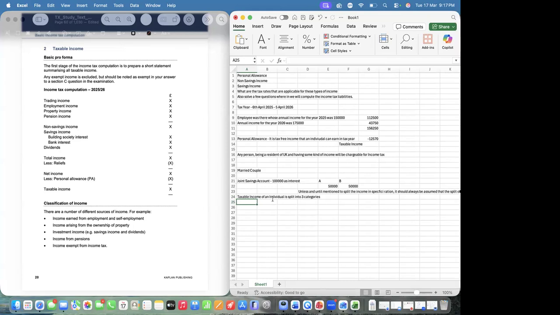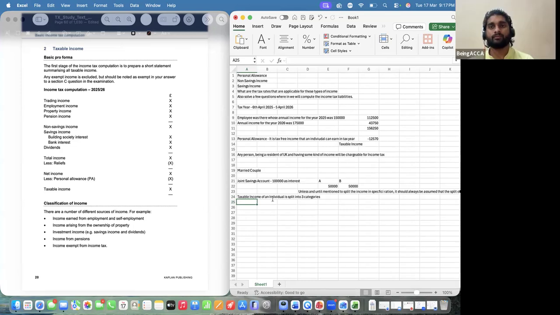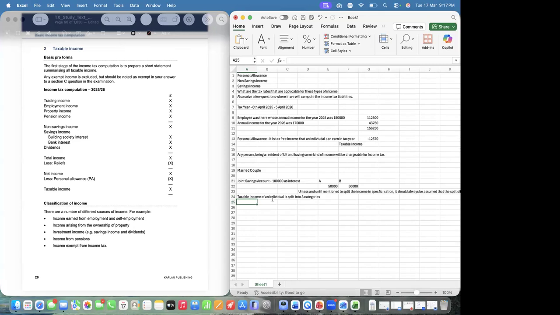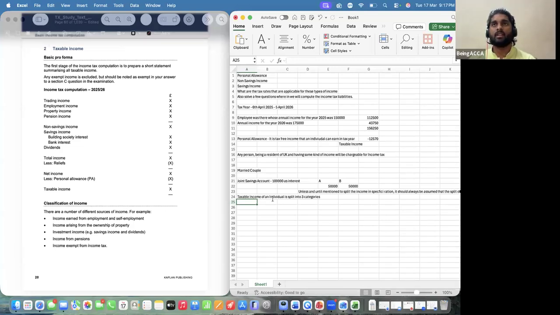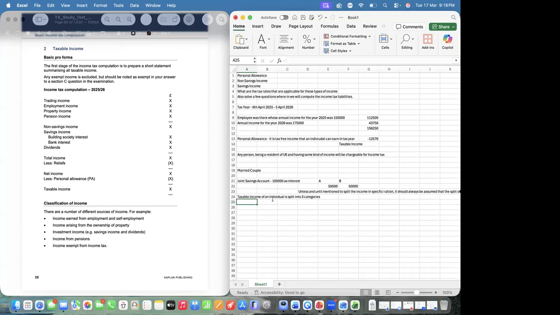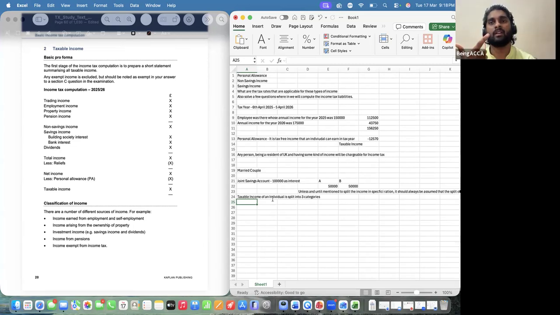So the individual may have income from trading or self-employed business. Correct. He may be an employee, so it will be salary income, employment income. And he may have made investments from which he may have some return. Correct. When they make investments, what will happen if they're into bank accounts? If they save money or deposit money into bank accounts, they get interest. Yes, sir. Or if they invest into shares, what kind of income do they get? Dividends. Yes, sir. These are the types of income that we will be considering for income tax as well.